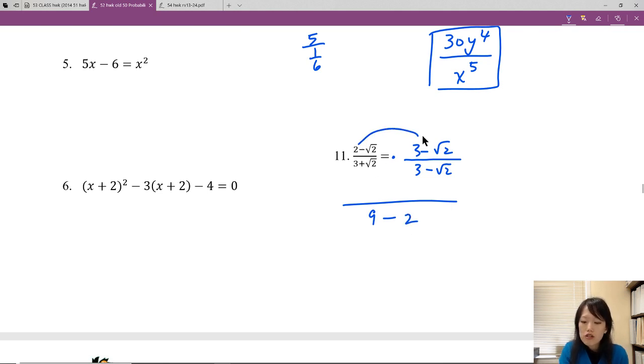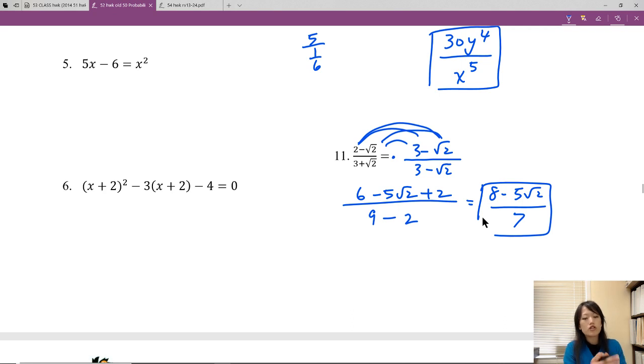Numerator, first to first, 6. Outside, which is what? Negative 2 root 2, and then negative 3, so negative 5 root 2. Last to last, root 2 times root 2. Okay, simplify that. So 8 minus 5 root 2 over 7. All right, that's it. Next one, turn the page.